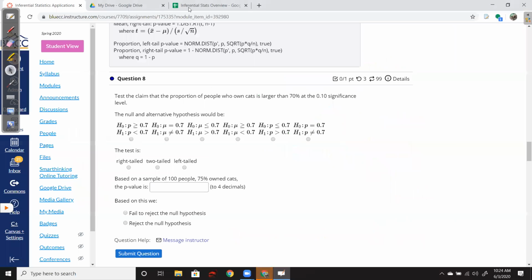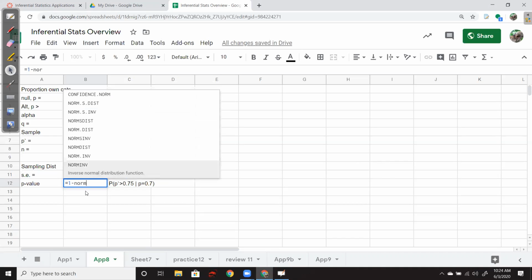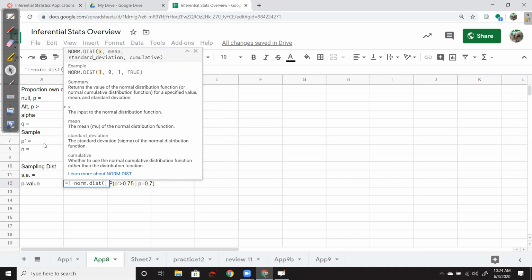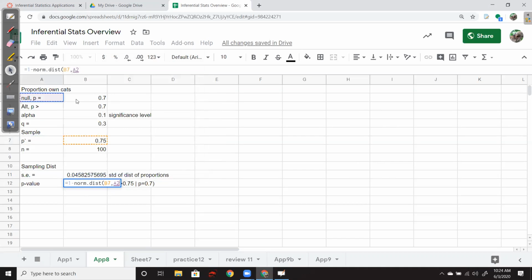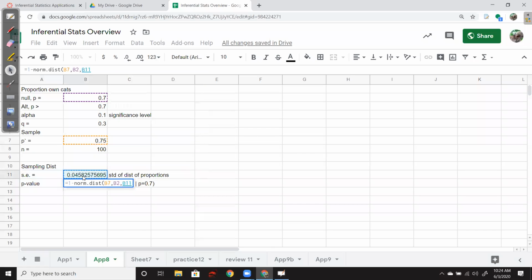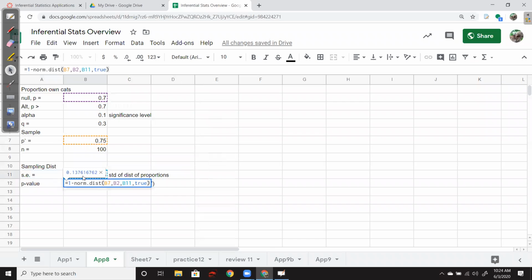So back to the spreadsheet. And again, you could use that other spreadsheet I have that has all this already in it, where you just type your numbers. So this is a 1 minus the norm dot dist, because it's a right tail, and then it wants my sample data, comma, the mean, which is the null hypothesis value, comma, the standard error that I calculated, that funky square root, comma, and then true. So this would be something you want in your notes if you think you're going to use a spreadsheet. So I'm getting about 13.7%.